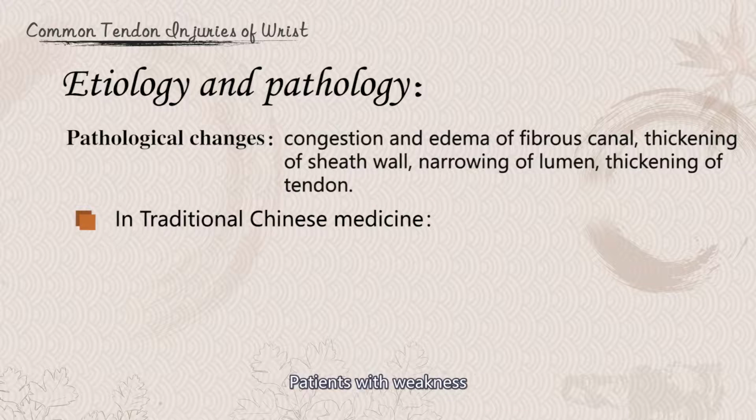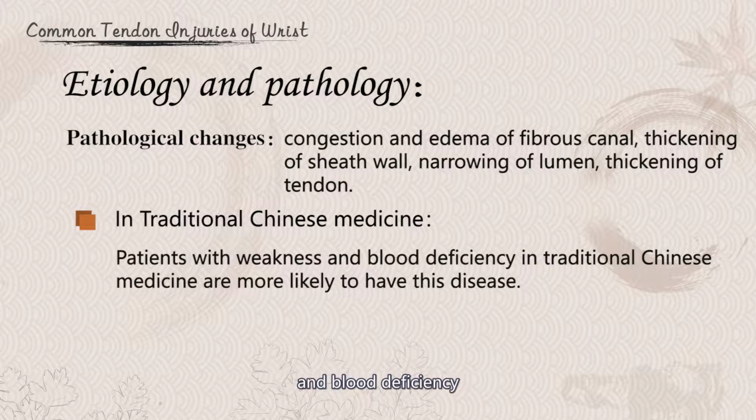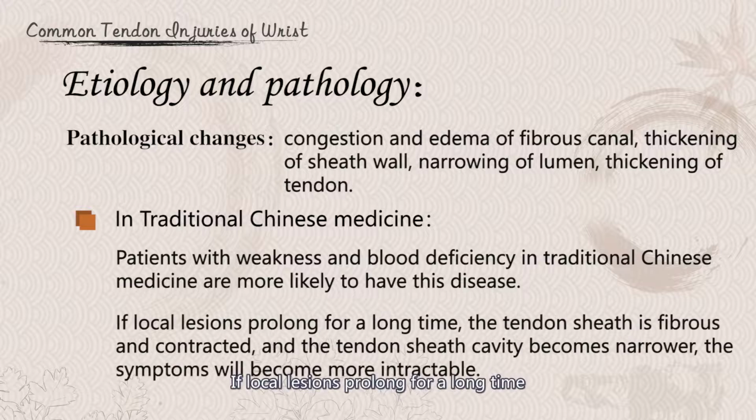Patients with weakness and blood deficiency in traditional Chinese medicine are more likely to have this disease. If the local lesions prolong for a long time, the tendon sheath becomes fibrous and contracted, and the tendon sheath cavity becomes narrow. The symptoms will become more intractable.